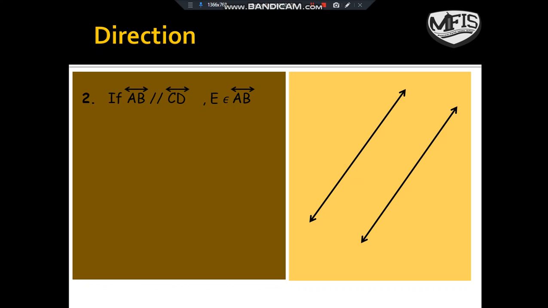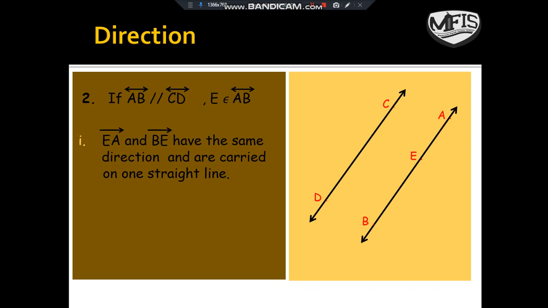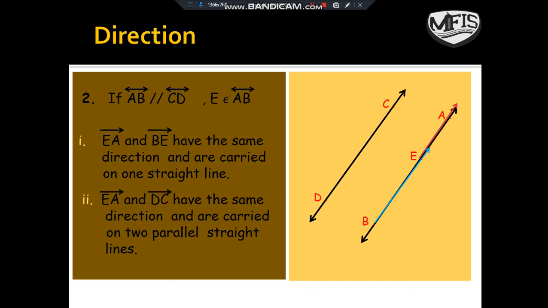We have here AB parallel to CD. So we have EA and BE have the same direction and are carried on one straight line. It's important: EA, we start with the point E, then move to A. So EA ray and BE ray have the same direction and are carried on one straight line. EA and DC have the same direction and are carried on two parallel straight lines.